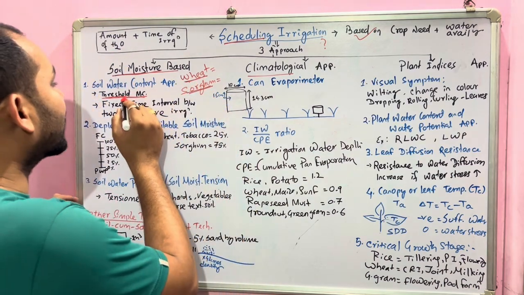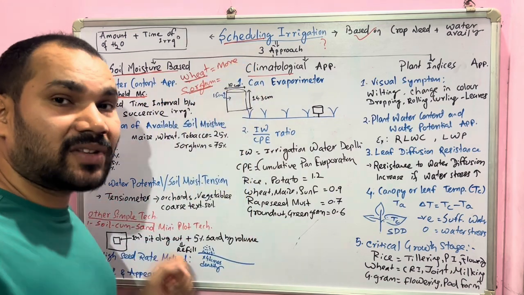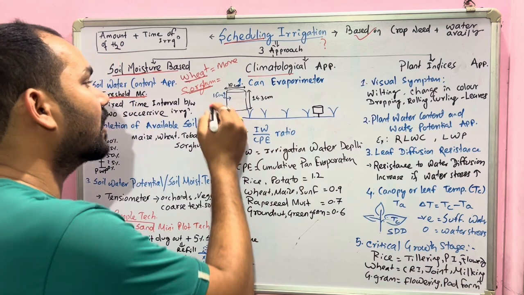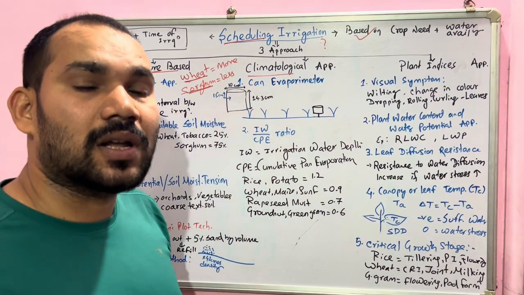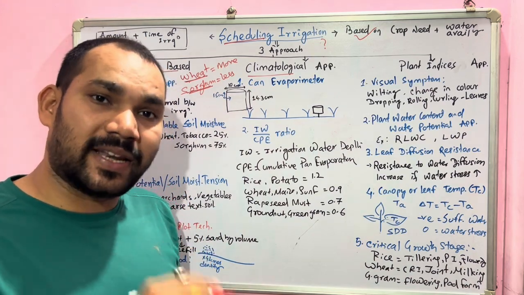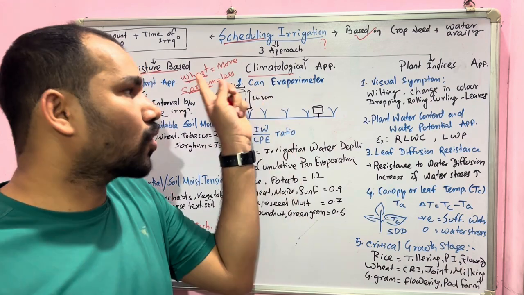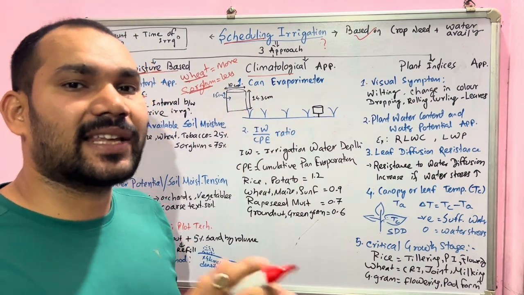That means the threshold moisture content for wheat is more, whereas the threshold moisture content of the soil in case of sorghum it is less. So first of all you have to find out the threshold moisture content, which is different from crop to crop. Okay, so first you will decide it and accordingly you will apply.